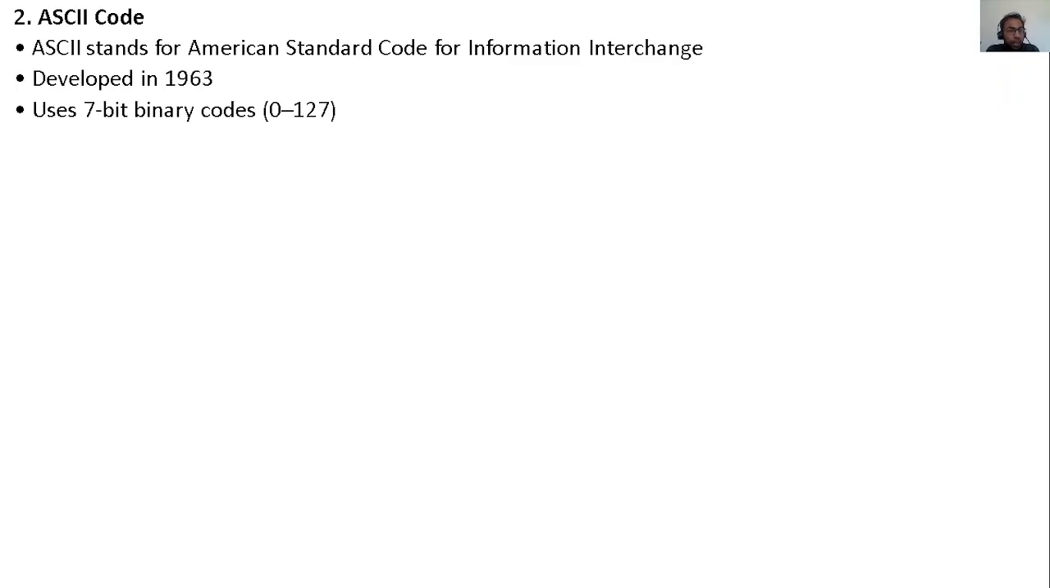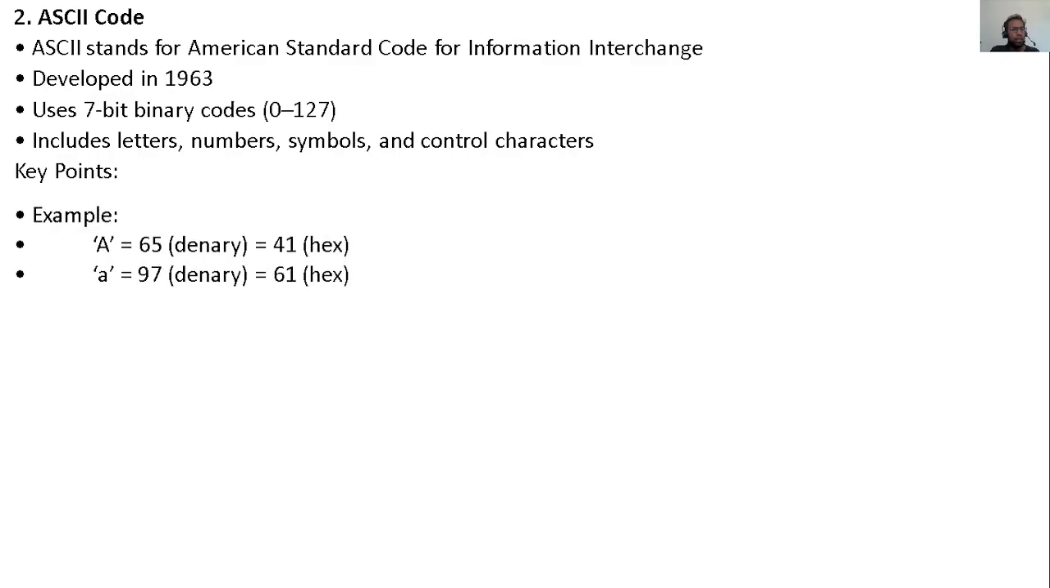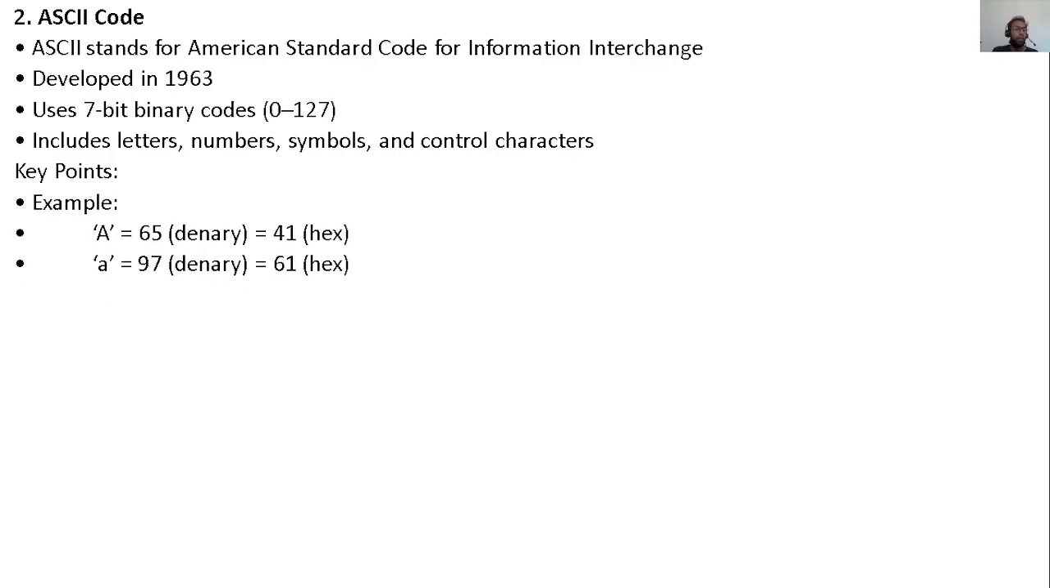It was developed in 1963. It was earlier a 7-bit code. As you can see in the table I showed you, the numbers started from 0 to 127. So 7 bits can represent only 128 characters. So ASCII was initially a 7-bit code. Later it was converted into ASCII 8, which includes many more characters and letters. For example, capital A is 65, small a is 97. Capital A in hexadecimal is 41, and small a is 61.